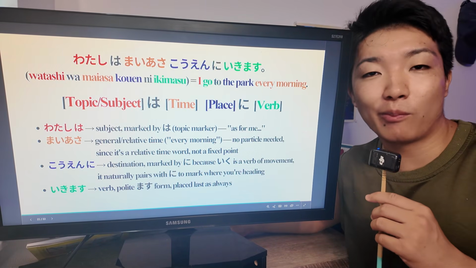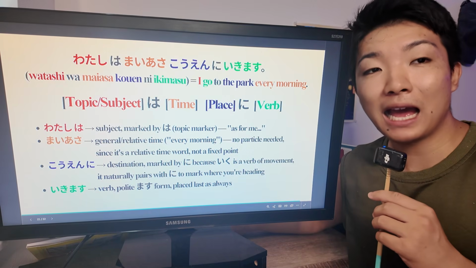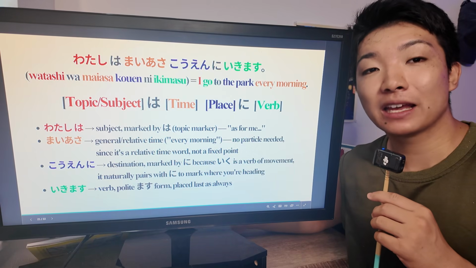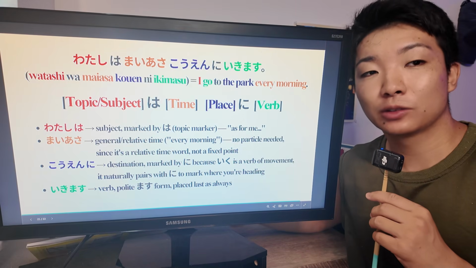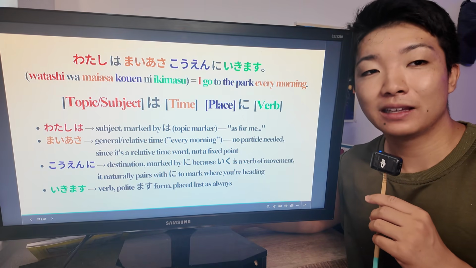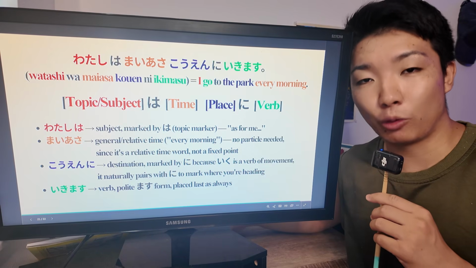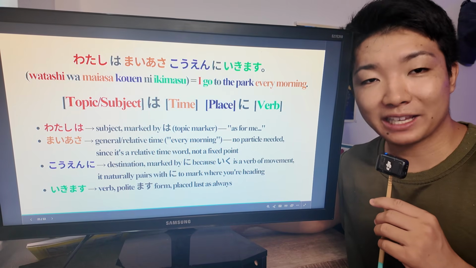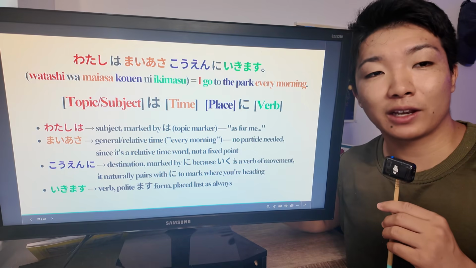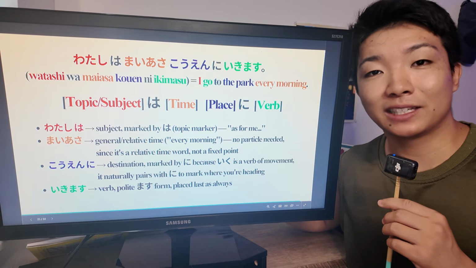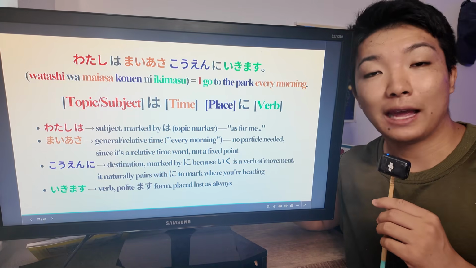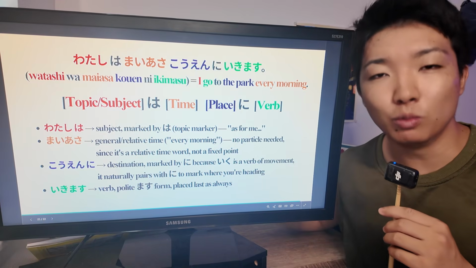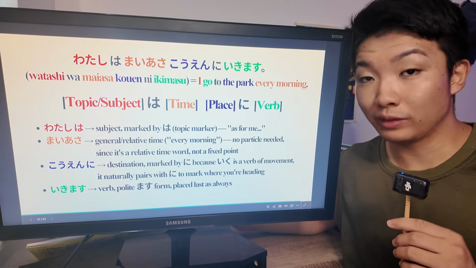Let me give you a slightly more complicated example. 私は毎朝公園に行きます. It means I go to the park every morning. Topic, 私, I; time, 毎朝, every morning; place, 公園, park; verb, 行きます, to go. So 私は is the subject with the wa particle. 毎朝 is a general time, so you don't need a ni particle. And 公園に is a destination marked by the ni particle because 行く is a verb showing movement. And 行きます is just the verb, to go, and make sure the verb comes at the end.